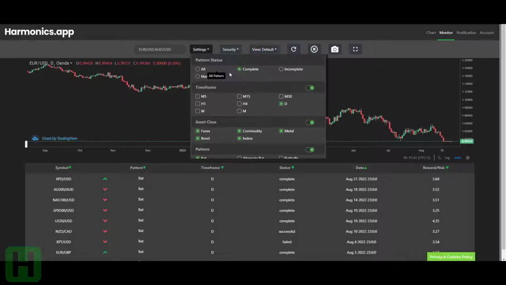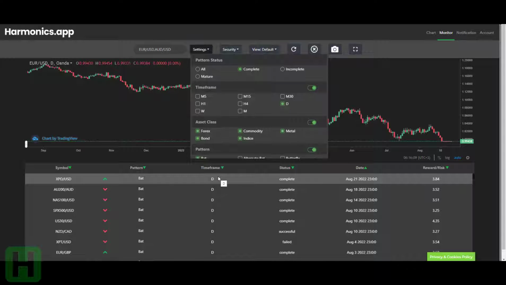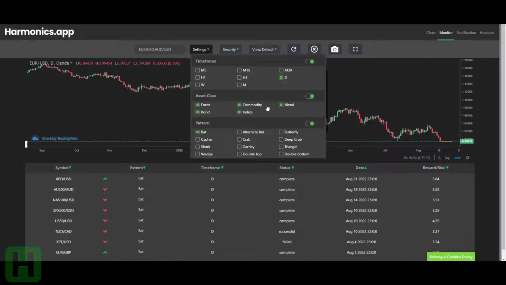The setting I have put is complete. Complete patterns means the patterns are ready for analyzing and trading. When you put here the time frame, for example, in my case I have put D, which means the daily time frame. All the patterns for the certain symbol will be detected only on a daily time frame. You can see here in the column where it says time frame, everything is D, which means daily time frame. You can select any other pattern that you want and also any other time frame you want, but in this case I'm using the daily time frame.